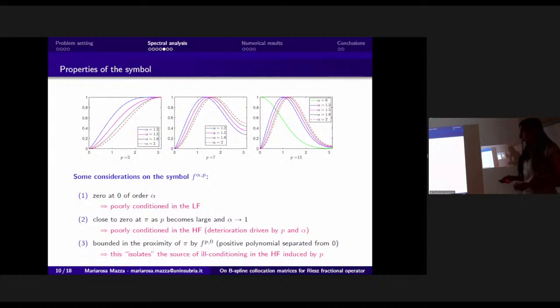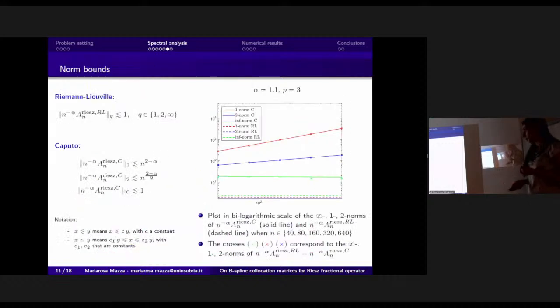Well, these first two properties tell us something about the conditioning of our matrices. They say that the matrix is ill-conditioned in the low frequencies and in the high frequencies, with a deterioration in this case that is driven by both p and alpha. And the third condition says that we can isolate the source of the ill-conditioning in the high frequencies, which is due to p.